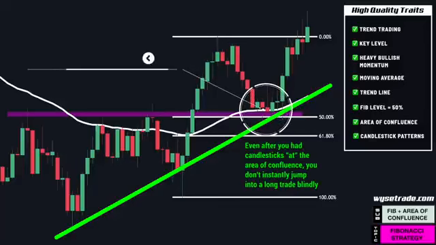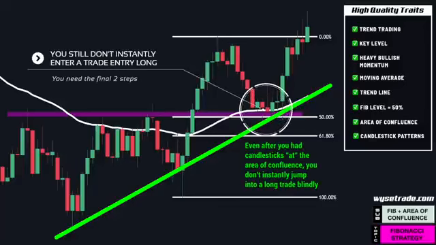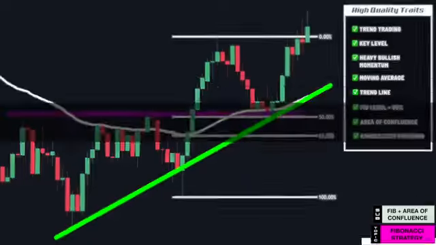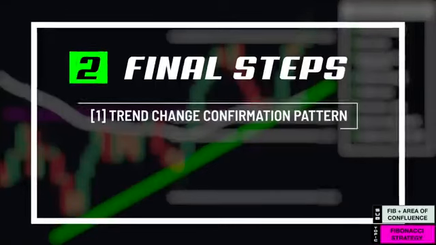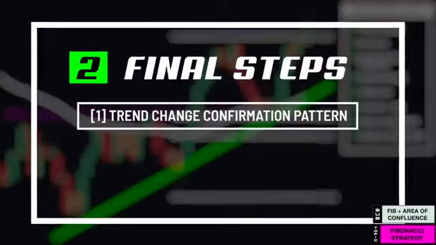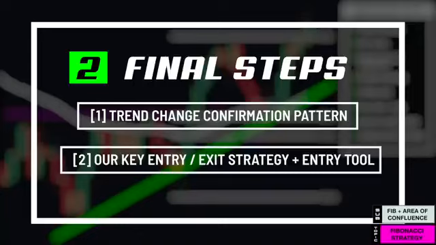Now, even after you had candlesticks form and react to the area of confluence, you don't instantly enter a trade long. You need the final two steps, which is 1. The trend change confirmation pattern, and 2. Our key entry and exit strategy and entry tool. We'll cover this as we progress through the video.